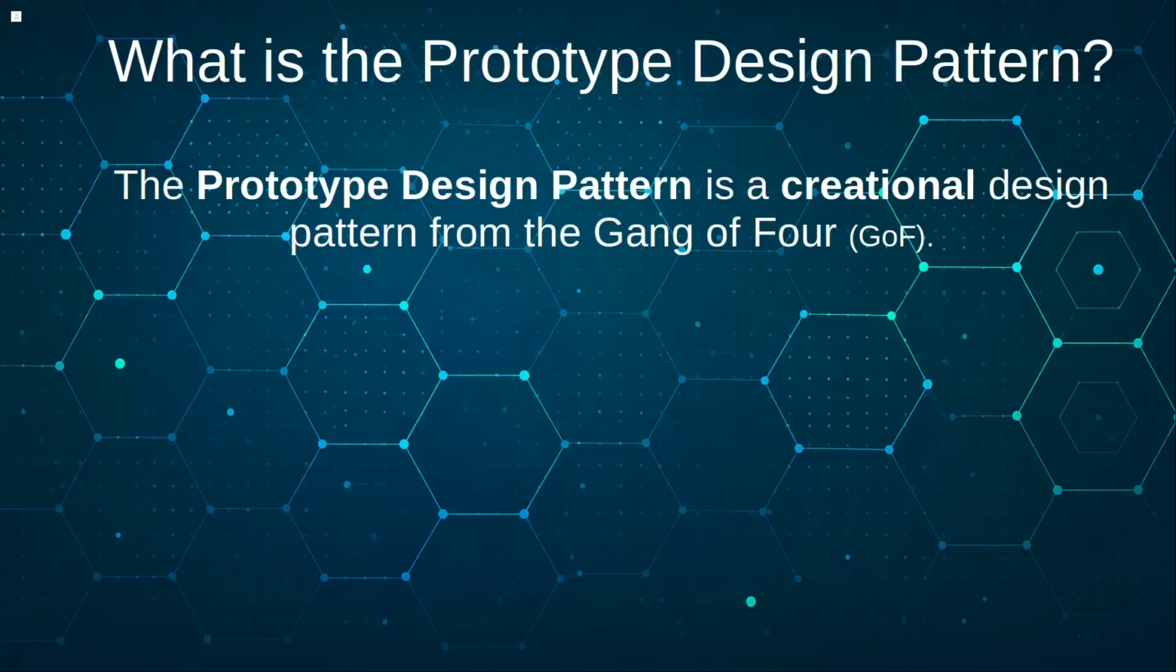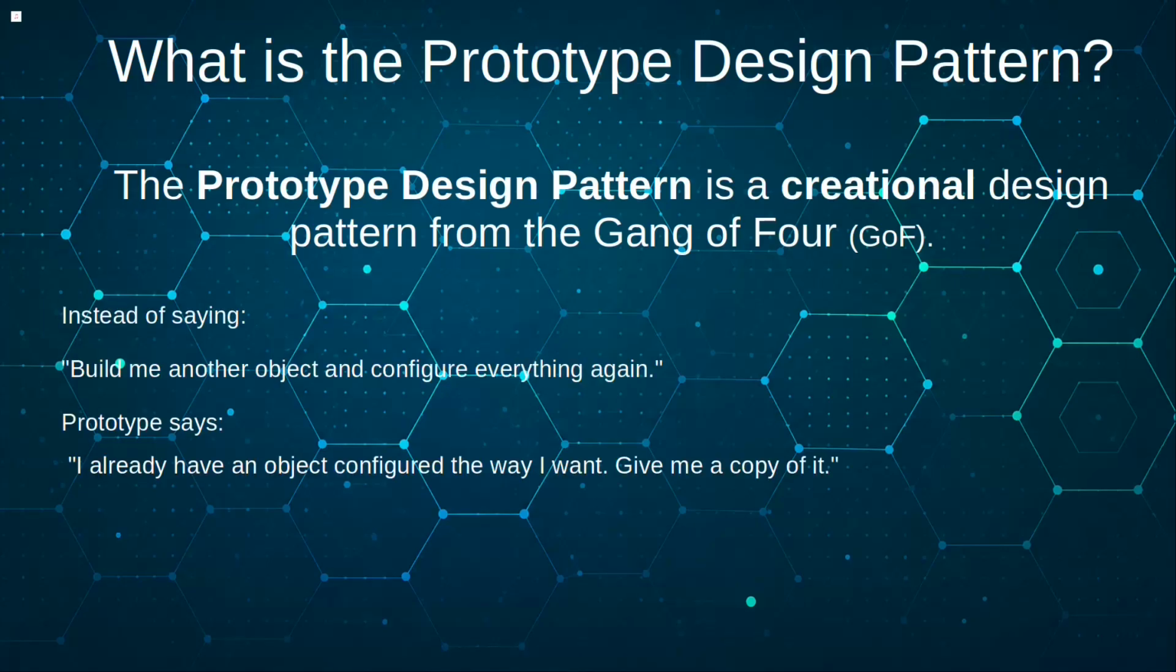A prototype object can be duplicated using copy.copy for a shallow copy or copy.deepcopy for a deep copy. Instead of saying, build me another object and configure everything again, the prototype says, I already have an object configured the way I want. Give me a copy of it.